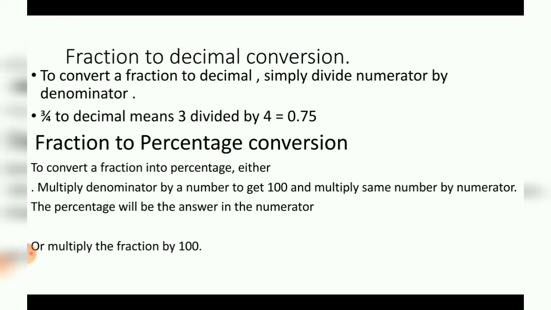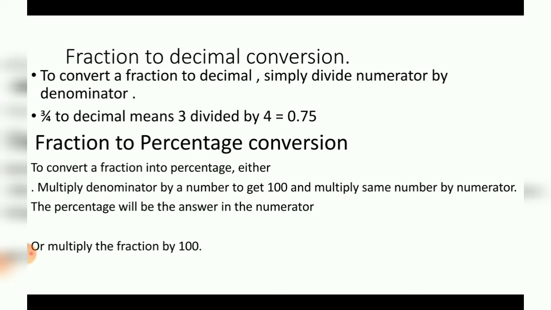We have the fraction 3 upon 4. 4 into 25 is 100. 3 into 25, the same number, is 75. So 75 upon 100 is the fraction. Now 75 upon 100 is the same as 75%. Otherwise, if you can't, then you can just multiply the fraction by 100, which is multiplying the numerator by 100 and dividing it by the denominator, or the other way. It's just the same thing.